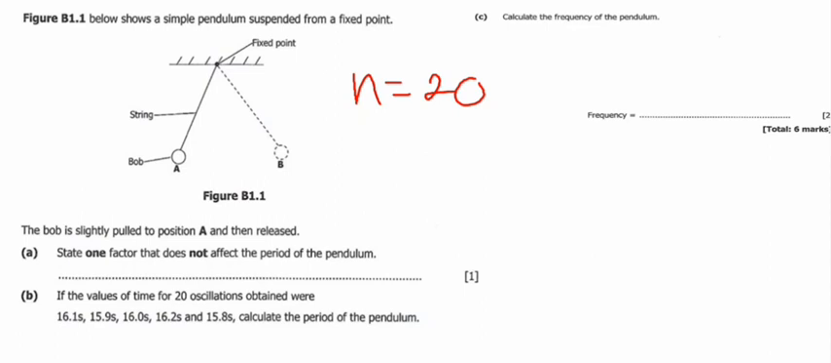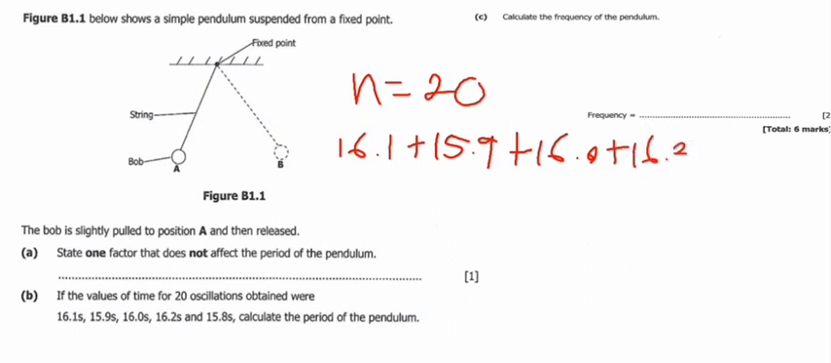So the first thing here, we need to add the times. So let's add the times. So we have 16.1 plus 15.9 plus 16.0 plus 16.2 plus 15.8, then at the end, seconds. So we are going to get 80 seconds.